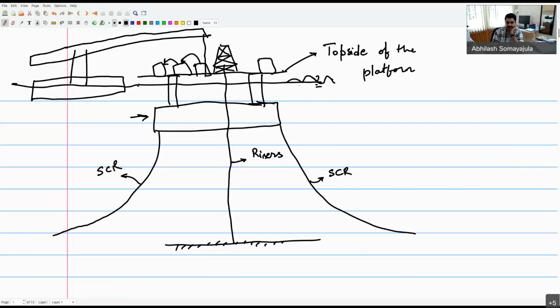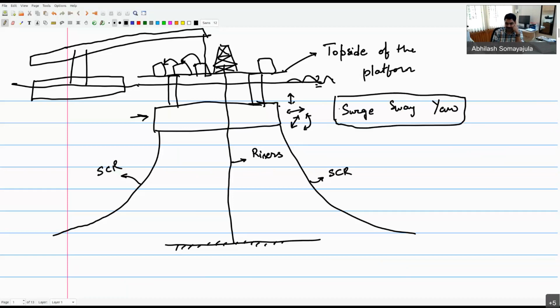in the ocean, the structure itself will be moving up and down, or doing little surge and sway, and then sometimes even a yaw. So typically you'll see a surge, sway, and yaw. Now you need to compensate for all these 3 motions in order to make sure that the top side can be directly lowered onto the correct position.